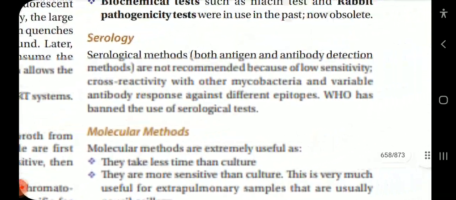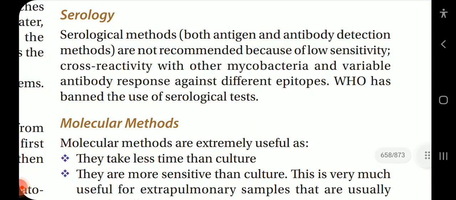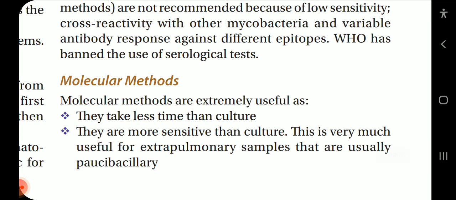Okay, now serology. Serologic methods, both antigen and antibody detection methods, are not recommended because of the low sensitivity, cross reactivity with other mycobacteria, and variable antibody response against different epitopes. WHO has banned the use of serologic tests.